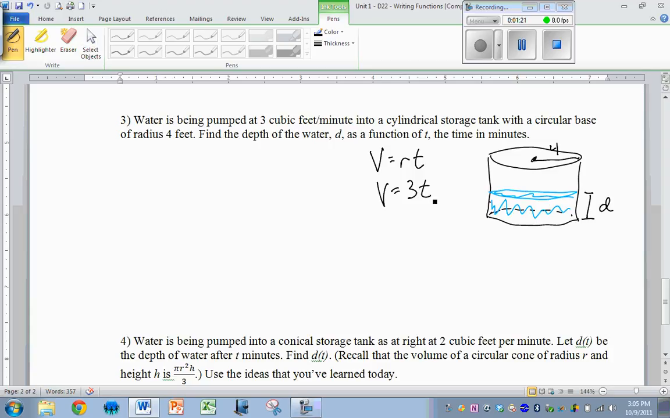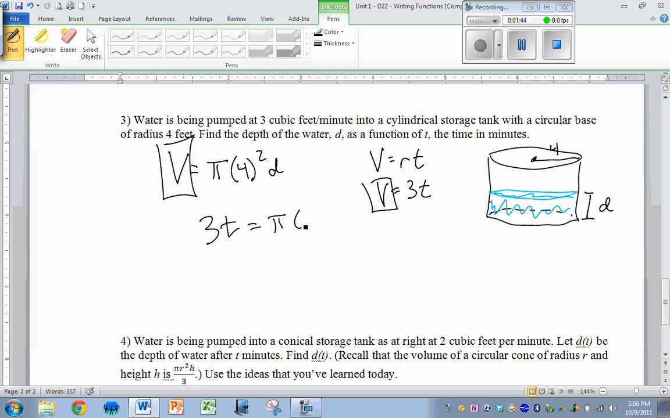That makes my life happy because I can also have another volume equation, which is pi times the radius squared, that's 4 squared, times the height, which we don't know, whatever D is, for the depth. So now, the good news is I have a volume equation here and a volume equation here, so I can set up 3t equals pi times 16d.